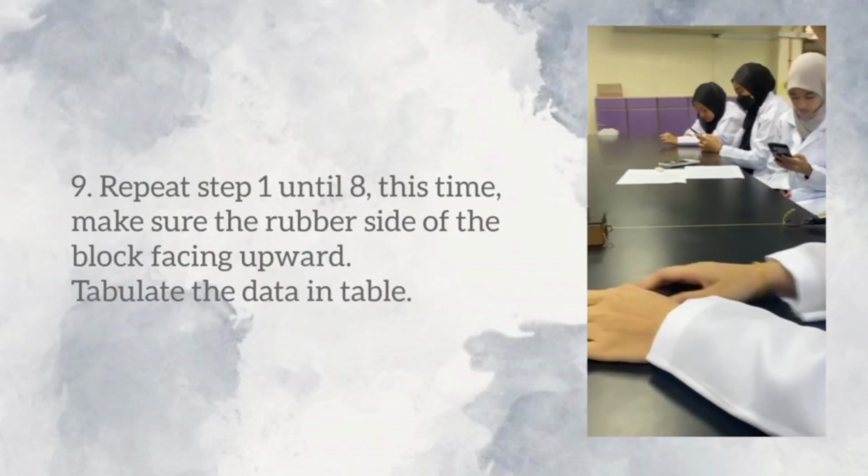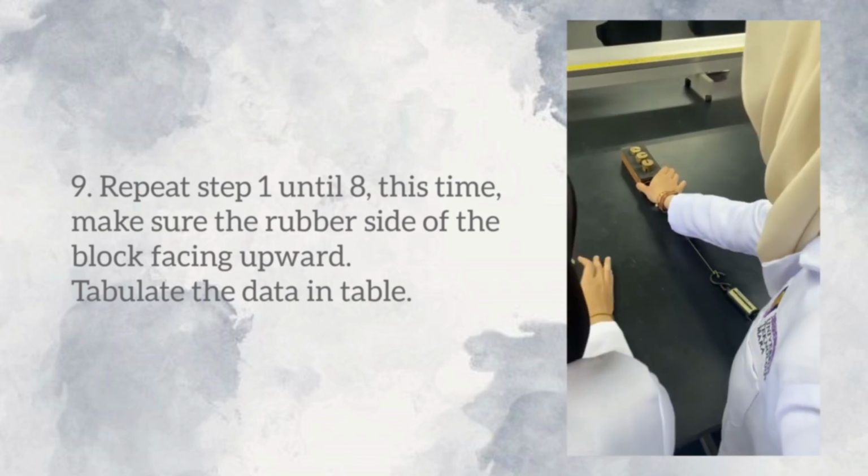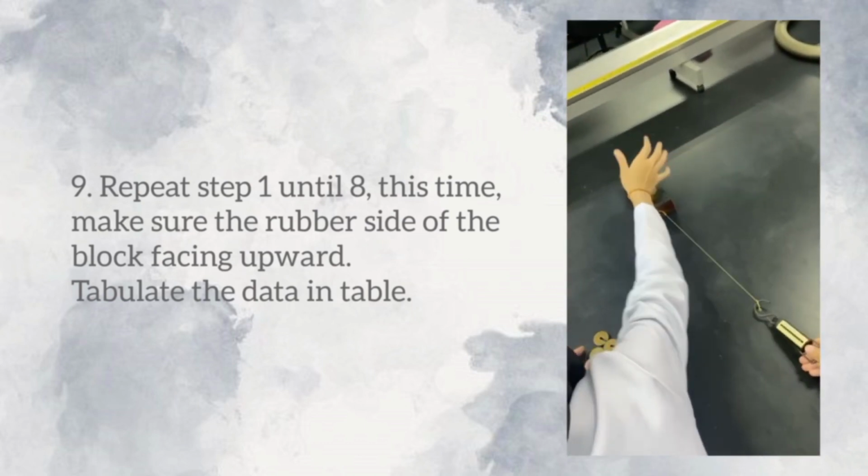Lastly, repeat steps 1 until 8. This time, make sure the rubber side of the block is facing upward. Tabulate the data in a table.